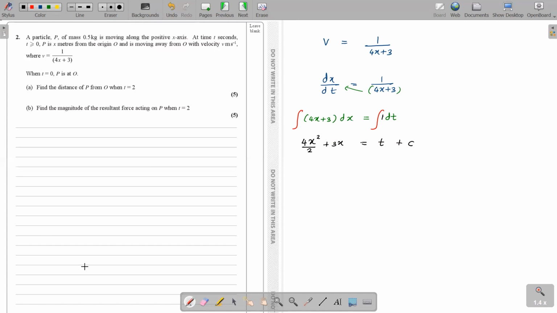Then they have given us the initial conditions. They have said when time is 0, P is at the origin, which means what? At time 0, it's at the origin means x is 0. So input those limits, x is 0 when t is 0. So what happens to C? C becomes 0. So your final equation is t plus 0, so t equals 4x square over 2 plus 3x. So basically t equals 2x square plus 3x.